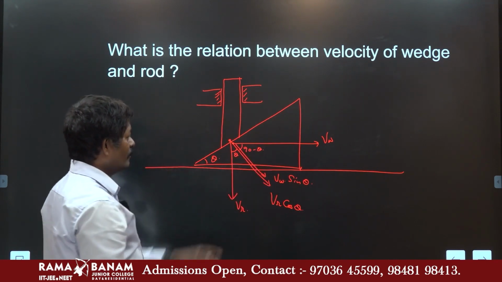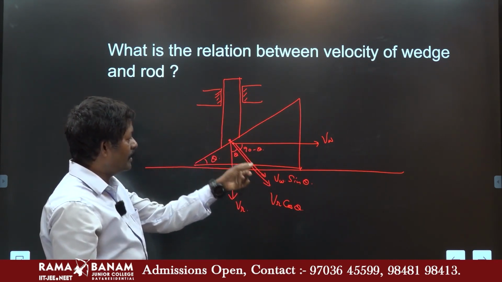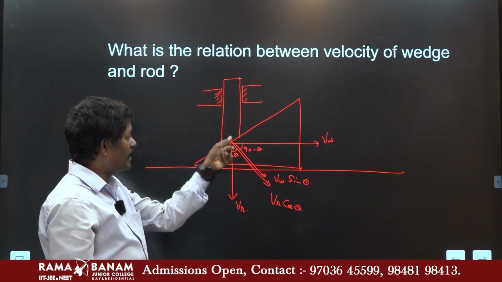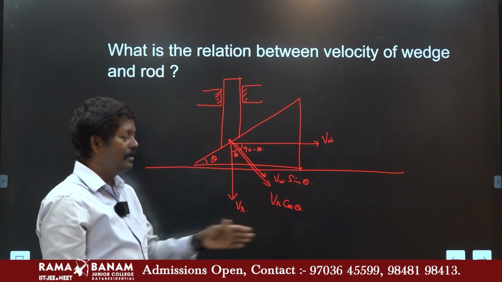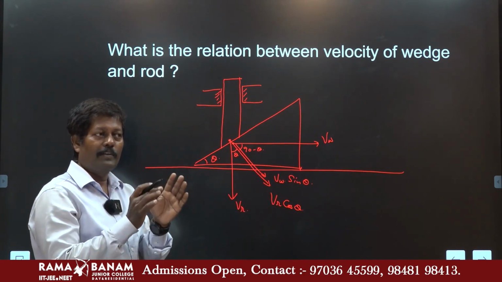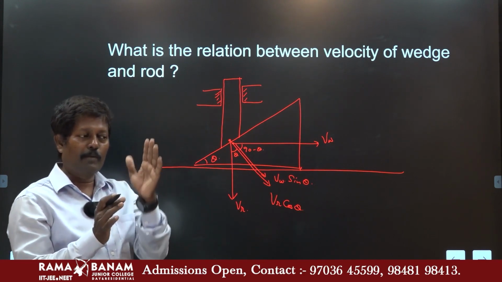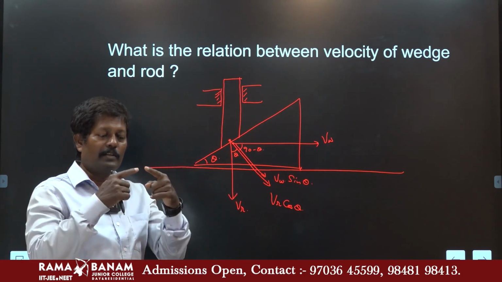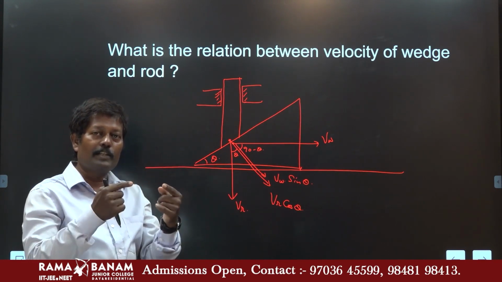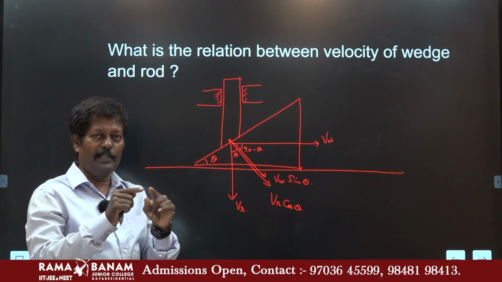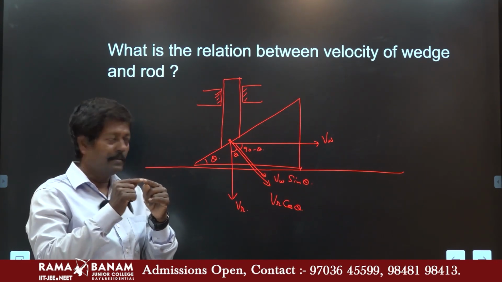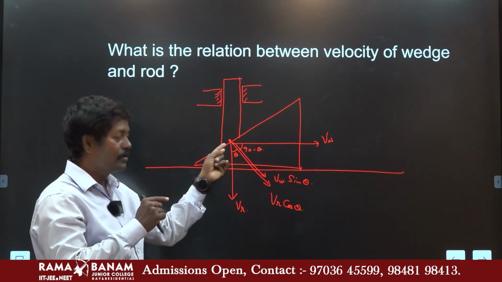That means the velocity of the wedge perpendicular to the surface is VW sin theta, and the velocity of the rod perpendicular to the surface is VR cos theta. Both should match. That is the concept we have to use whenever one body is moving over the other: the velocity at the point of contact perpendicular to the surfaces should match.